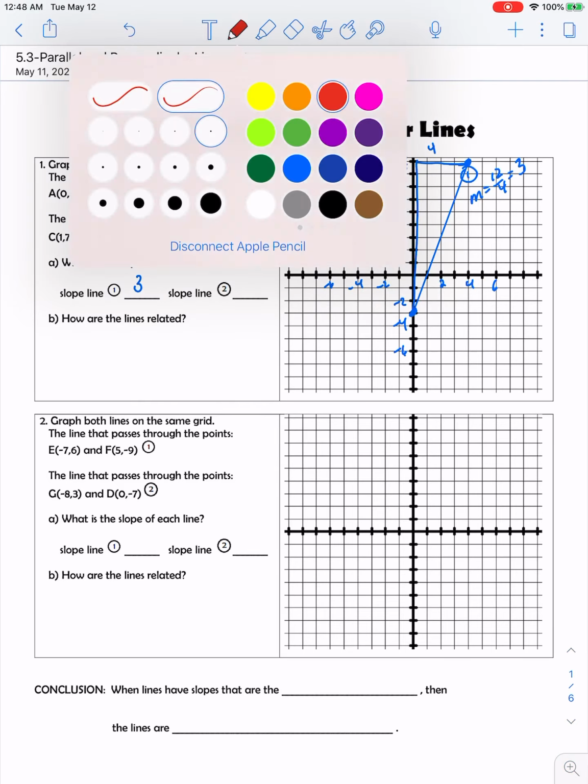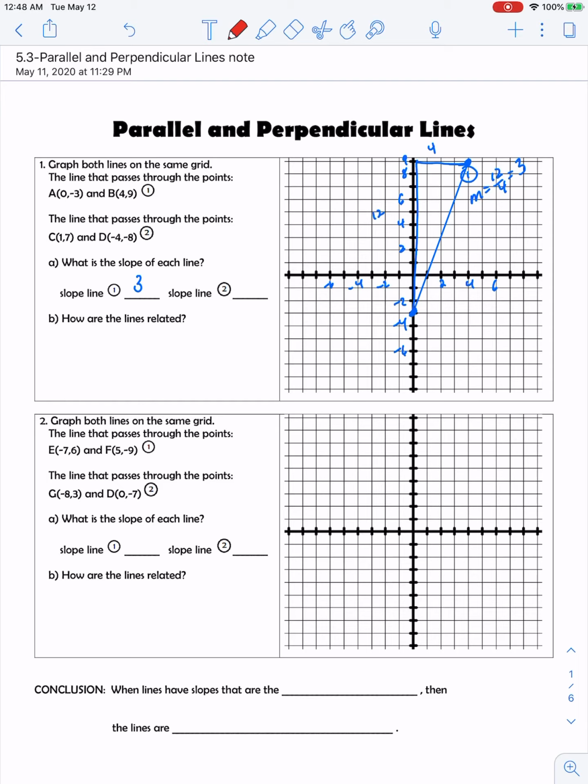Then line 2, (1, 7) will be right here, and (-4, -8) will be down here. Straight line with a ruler. Okay, rise over run. That's 8 and 7, that's 15, and 1, 2, 3, 4, 5. So the slope of this one is 15 over 5, which also equals 3.